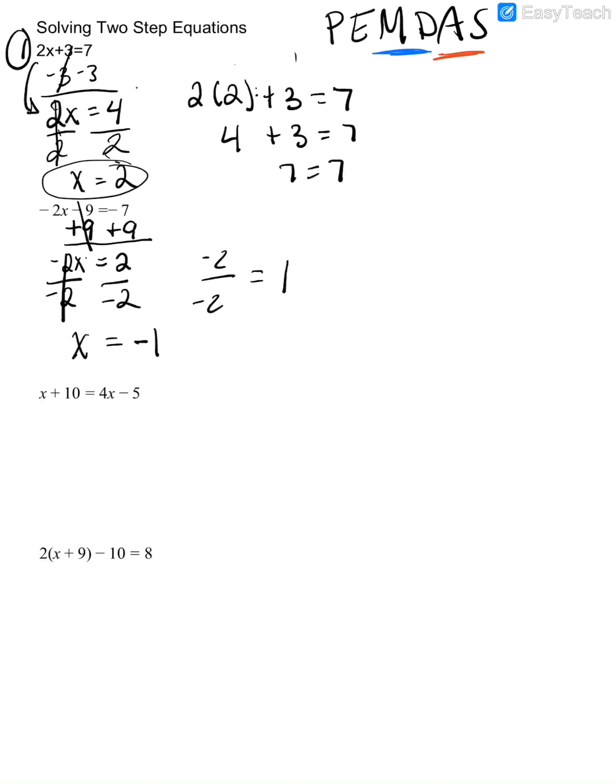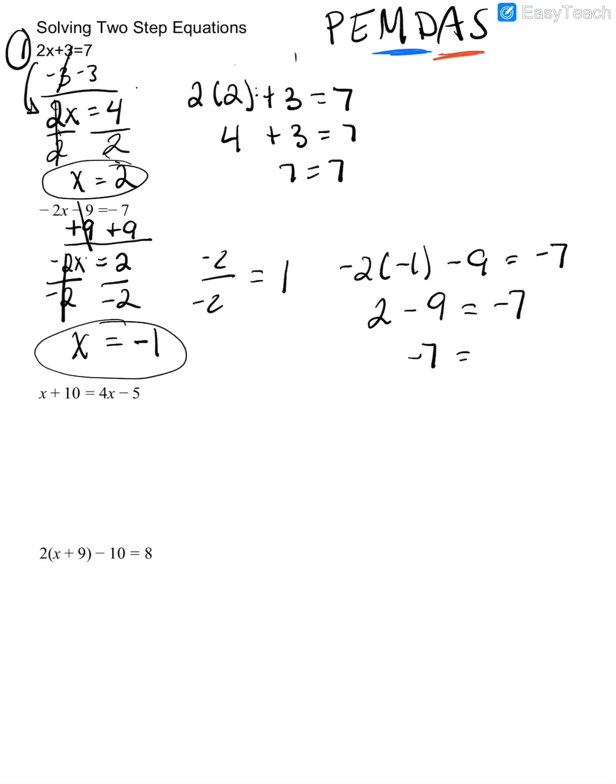So that was our answer there. This is our answer here. Now, let's check our work. -2 times -1 is going to give us a +2. 2 minus 9 does give us -7. So it's helpful that we checked that.